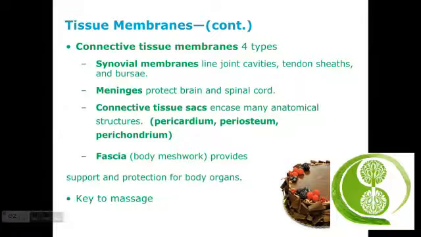Connective tissue sacs encase the anatomical structures. Examples of these sacs are the pericardium, which encases the heart, the periosteum, which encases the bone, and the perichondrium, which encases the cartilage. Went blank for a minute.